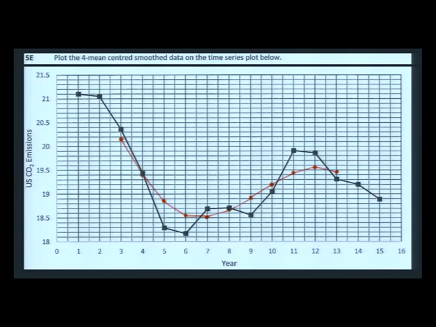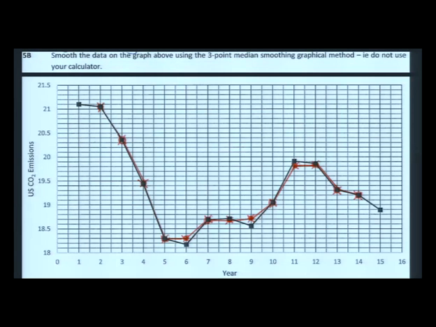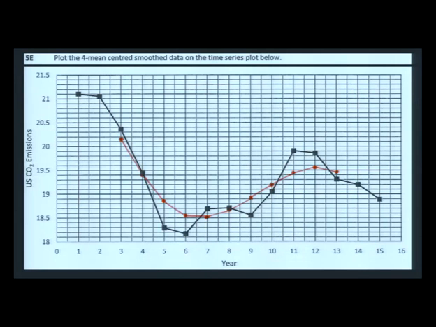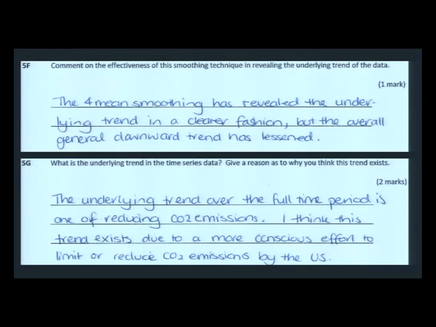Plotting that, so this time, if you look at this plotted smooth data compared to that one, it's much smoother. You can see that trend, general trend, much more clearly. So that's what we want to say. It has been a better technique. Underlying trend, there's an underlying decrease, and why do you think it exists? Just use your common sense in those sorts of comments. Generally it'll be quite obvious and quite easy to come up with a reason why things are changing.